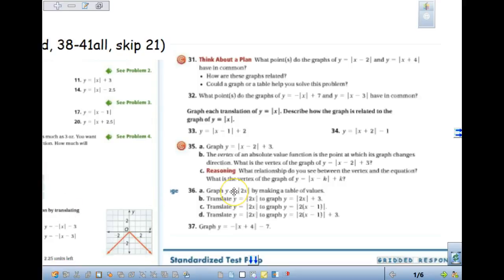Graphs have in common, and possibly you would have had a graph for 31. I don't know, maybe, maybe not. And then it asks you that question of, does it help to have this or not?